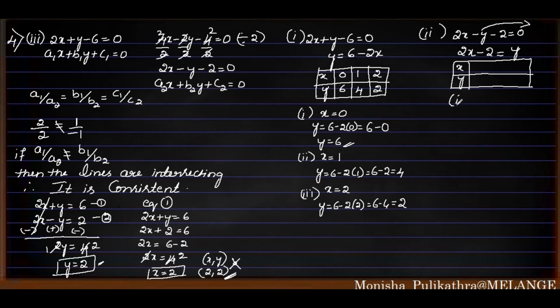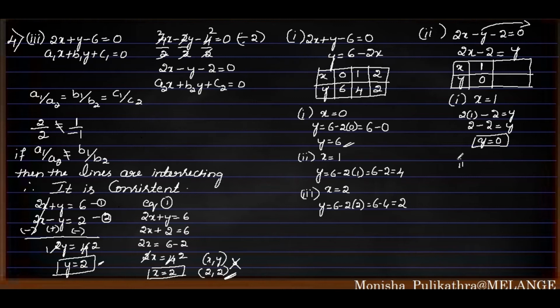Next, the first one. In this first one I will be taking x equal to 1. So when I take x equal to 1, the equation becomes 2 into 1 minus 2 is equal to y. 2 into 1 is 2, minus 2 is equal to y. So y will become 2 minus 2, which is 0. When x is 1, y will become 0.